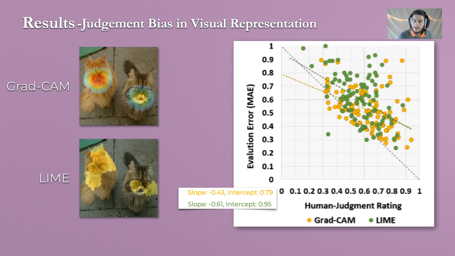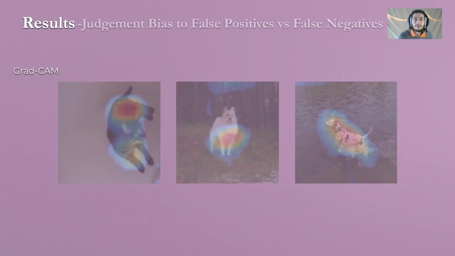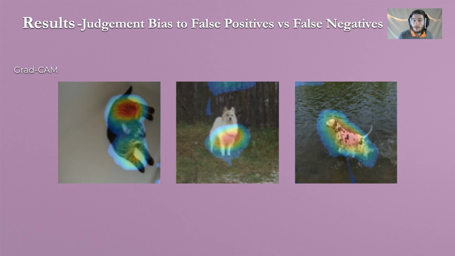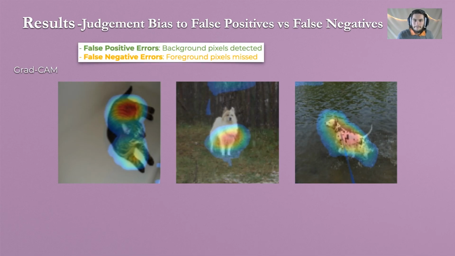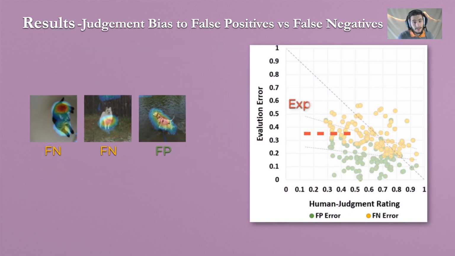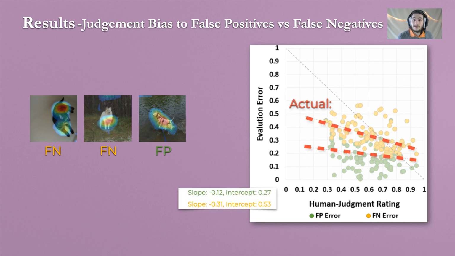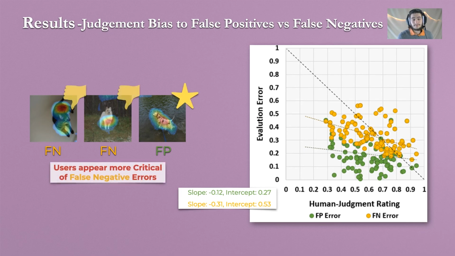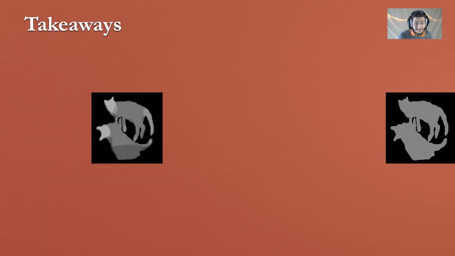This kind of response led us to examine how participants react to false positive and false negative pixels. First, we divided the reviewed samples into two groups: images with high false positive explanation errors, when the model is selecting those background pixels, and images with high false negative explanation errors, when the model is missing target pixels. If the users evaluated both saliency error types the same way, we would have expected to see the same regression slopes. However, this is not the case. Instead, it indicates that users pay less attention to false positive errors and in turn are more critical of false negative errors.